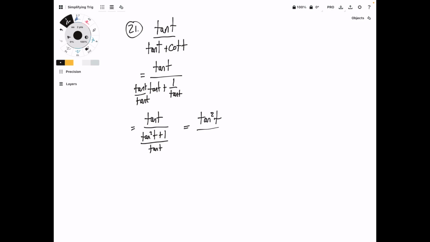Now, dividing by this fraction, this becomes tan squared t over tan squared t plus 1. On the bottom, this is a trig identity for secant squared t. So this becomes tangent squared t over secant squared t. Now, we rewrite this using sine and cosine. So we're going to have sine squared over cosine squared t, all over 1 over cosine squared t. And again, dividing by this fraction lets us cancel out these cosines, and we are left with sine squared t.